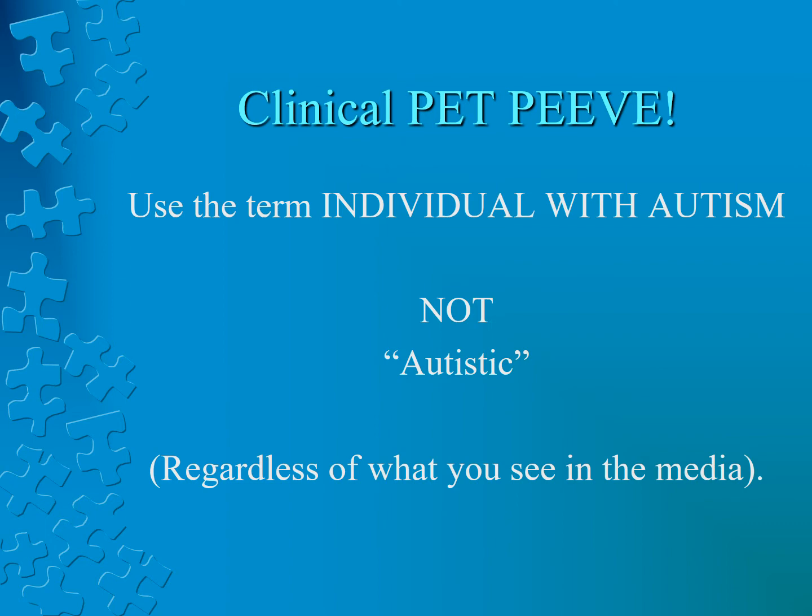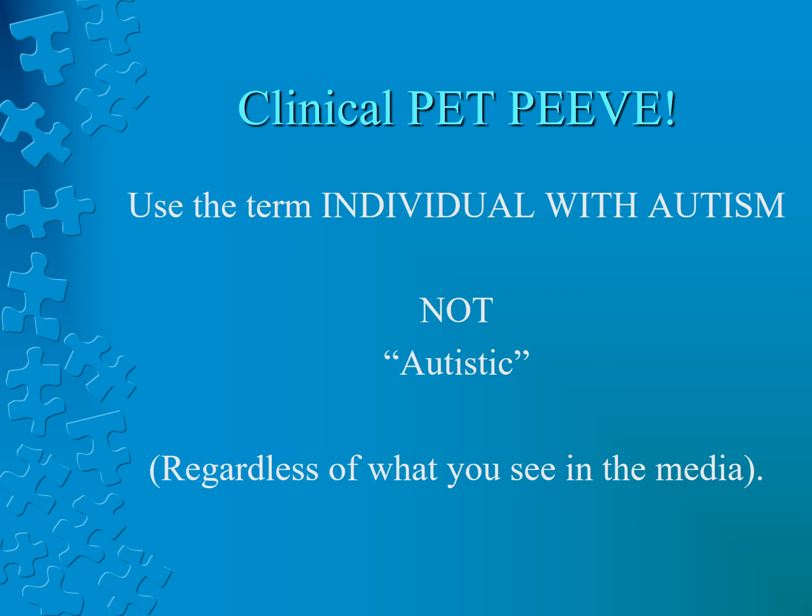So before we begin, I just wanted to talk about a clinical pet peeve, and in addition to this being just a pet peeve of mine and many clinicians, what I'm about to say actually is aligned with the APA 7th edition guidelines. So when we're talking about a person with autism, we use person first language, saying that we're dealing with or we're helping an individual with autism. We're not talking about a child who is autistic. We're talking about an individual who has autism.